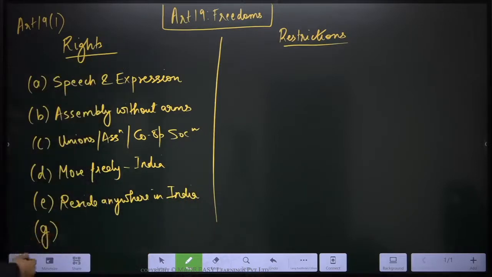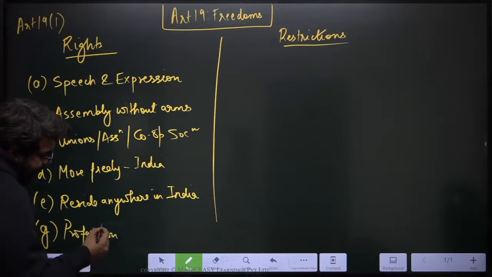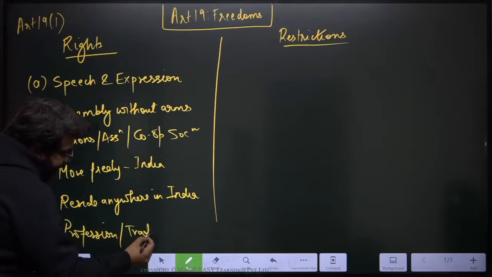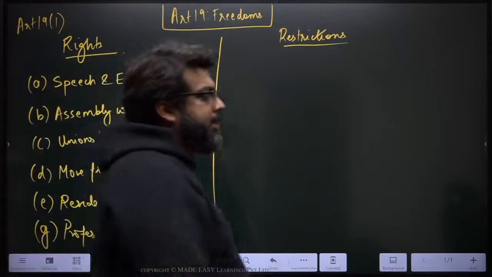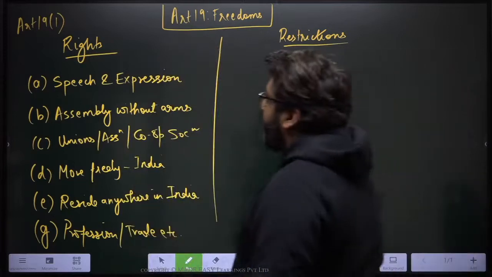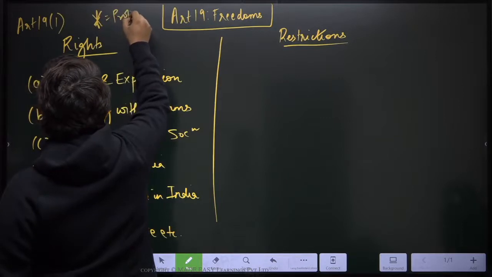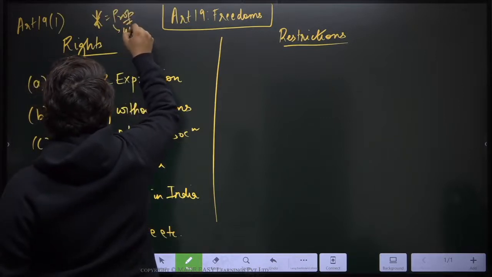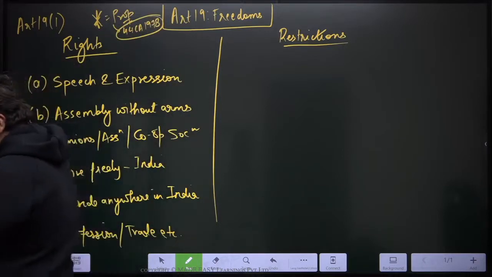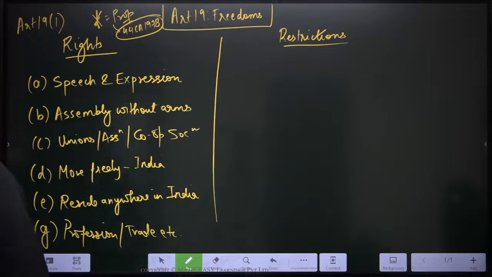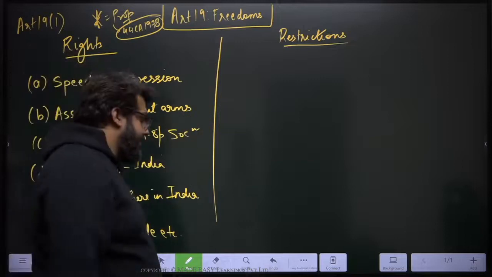And then of course you have the freedom of profession, trade, etc. Right? Now on one hand, we know these are our 6 rights that have been given to us. We also understand F does not exist because it was related to property. It was removed by the 44th Amendment of 1978. Okay, all right. Now that we understand this, we're clear with this, we move to our restrictions.